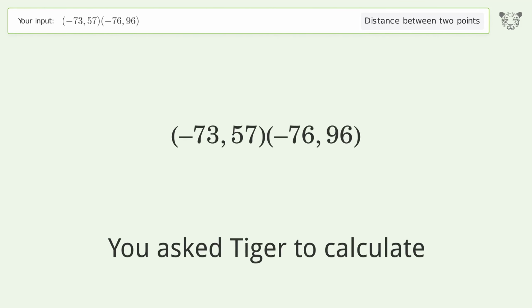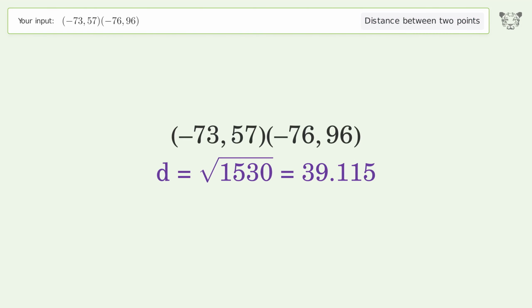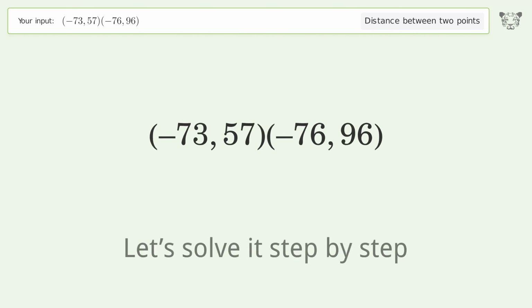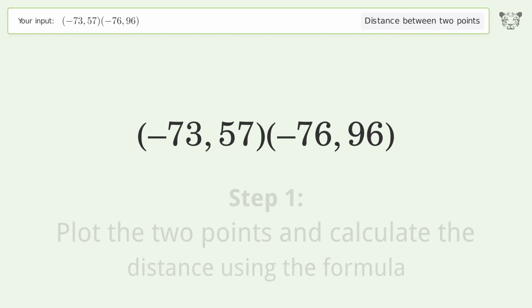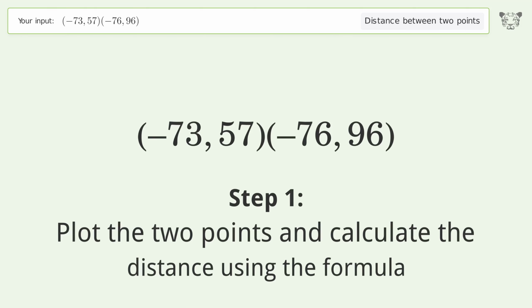You ask Tiger to calculate. This deals with the distance between 2 points. The distance between the 2 points is the square root of 1530, or 39.115. Let's solve it step by step. Plot the 2 points and calculate the distance using the formula.